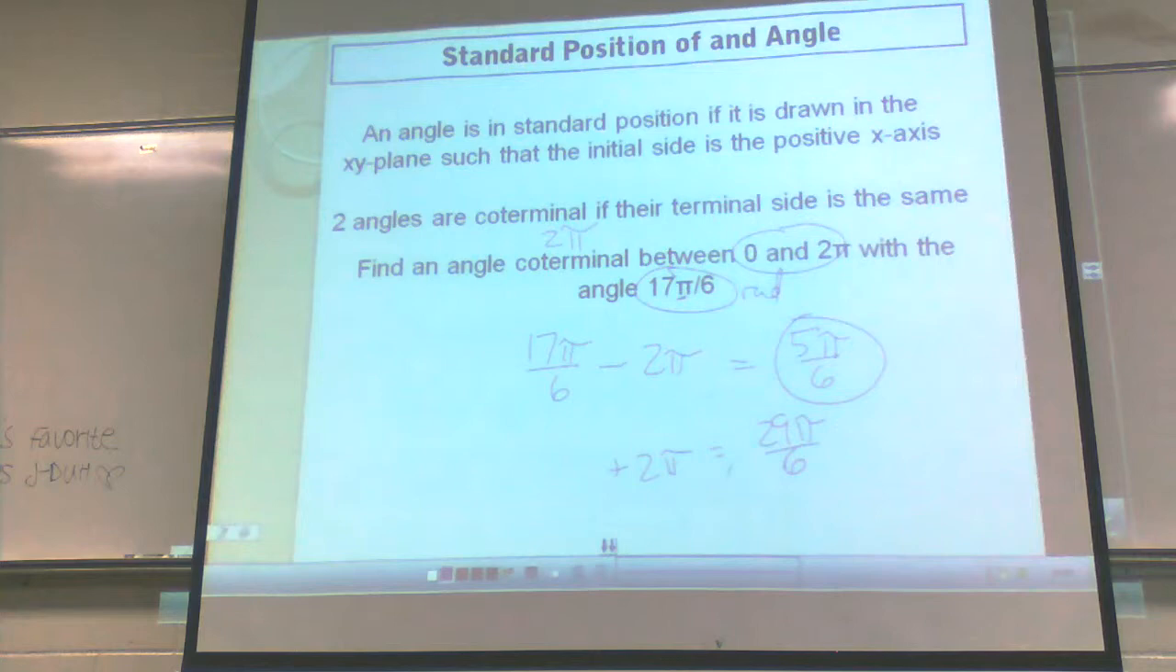I don't see that you got 5 pi over 6. 17 minus 12. Oh, okay. Wouldn't that be 2 pi over 1 then? Right.